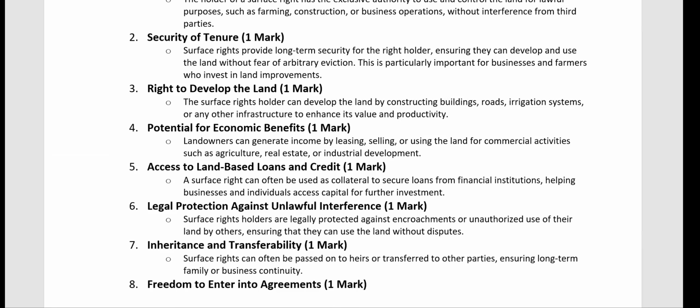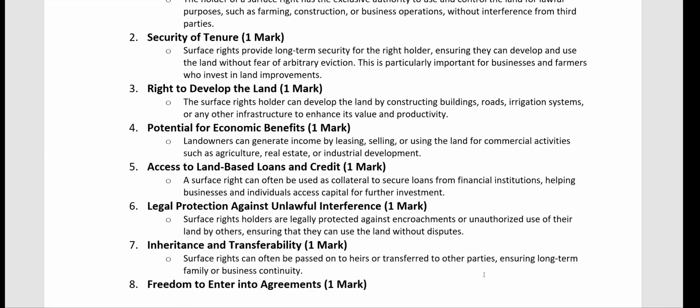There's also a potential for economic benefit. The landowners can generate income by leasing, selling, or using the land for commercial activities like agric, real estate, and industrial development. You can also get land-based loans and credits. Like there are some companies that give loans to farmers and those things. If you have a surface right, you can enjoy them. Then you have legal protection against unlawful interference, like government interfering. Sometimes those who buy these lands from the chiefs, the government doesn't go there because there's legal protection against those ones, right?